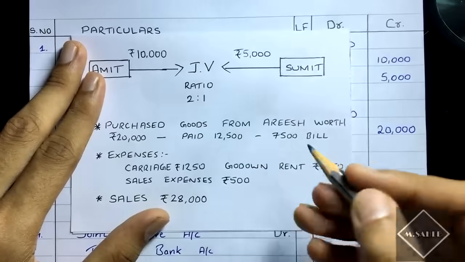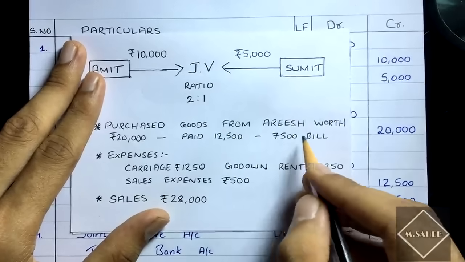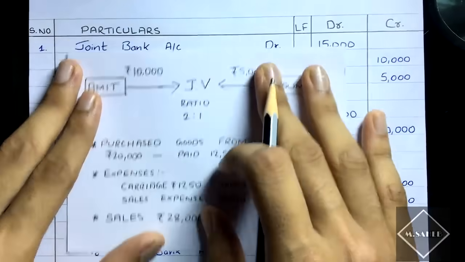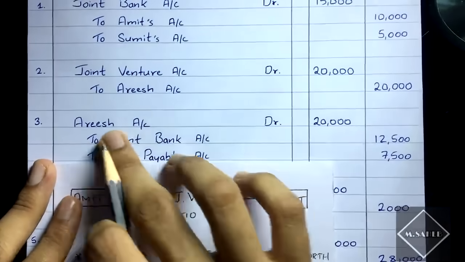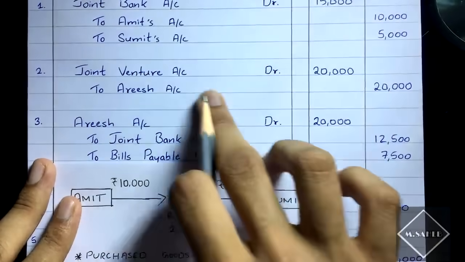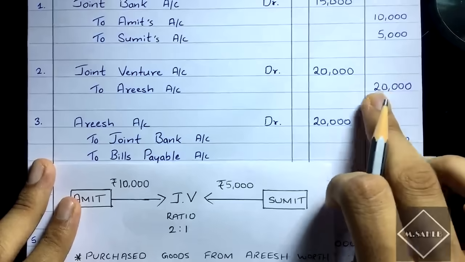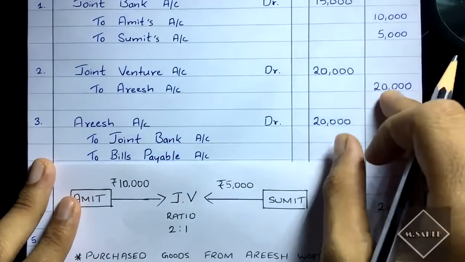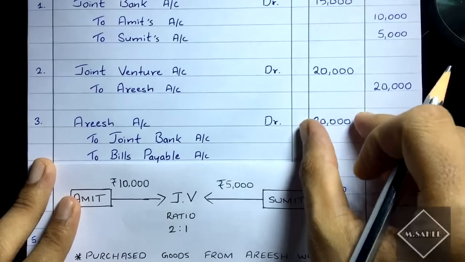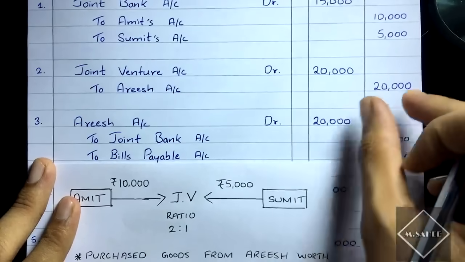So in future we will pay Arish 7,500. So what would be the journal entries? The journal entry is very simple. See, Arish account debit. Here the liability was created, right? Here the liability increased. Now the same liability is being exhausted. It is being decreased. It is being cut off.